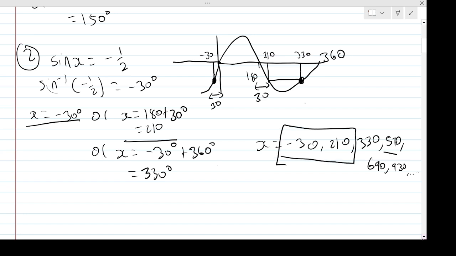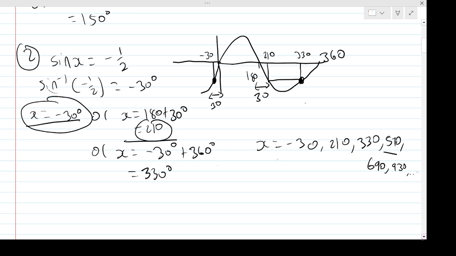Now, the first two solutions I get from looking at the sine graph, then I can just keep adding 360. I could even take away 360. So if I went the other way around, if I did minus 30 there, if I did 210, say, so my two main solutions were minus 30 and 210. If I then did 210 firstly, take away 360, I'd then get minus 150. And then if I did minus 30 minus 360, I would get minus 390.